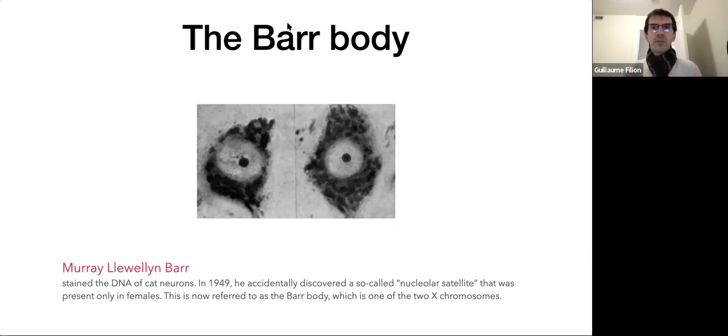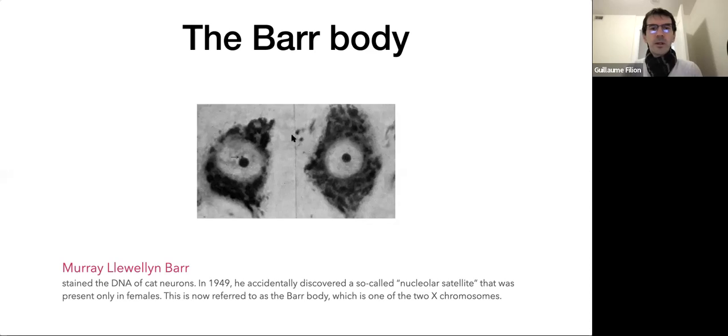So the first thing that was kind of a surprise was the discovery of the Barr body. That's something that maybe you've seen in the textbook or in other classes. So Murray Llewellyn Barr, who was actually someone working in Ontario, I learned that the other day, discovered the Barr body. He stained the DNA of cat neurons. In 1949, he accidentally discovered a so-called nuclear satellite. So you see, he was just looking at neurons of cats for completely different reasons. It has nothing to do with even formal genetics.